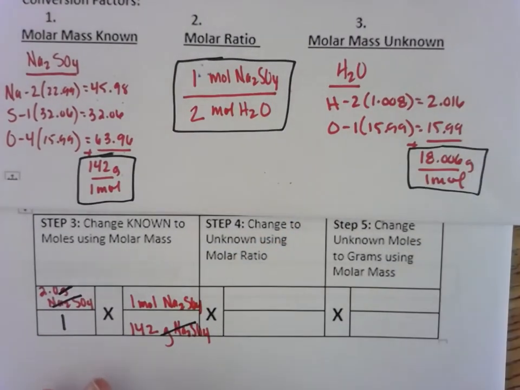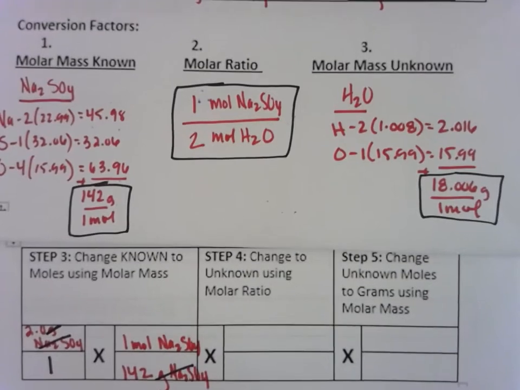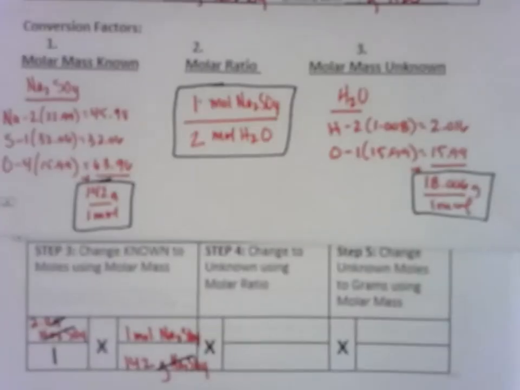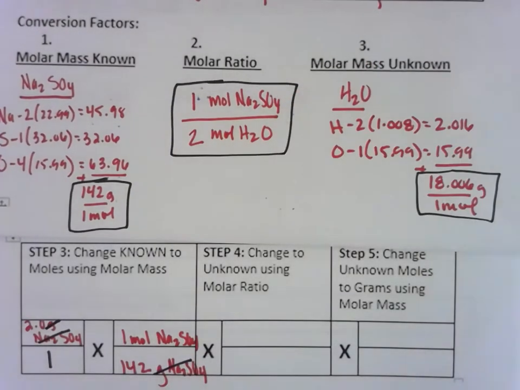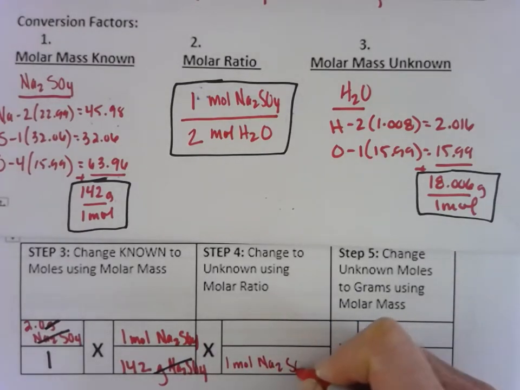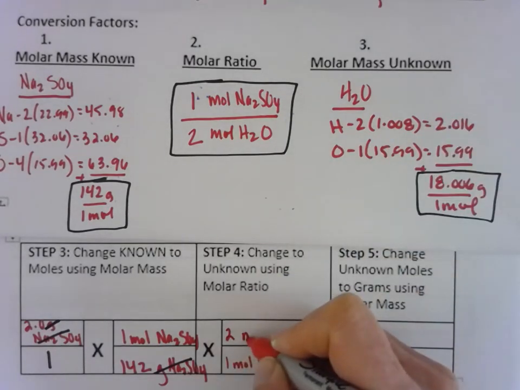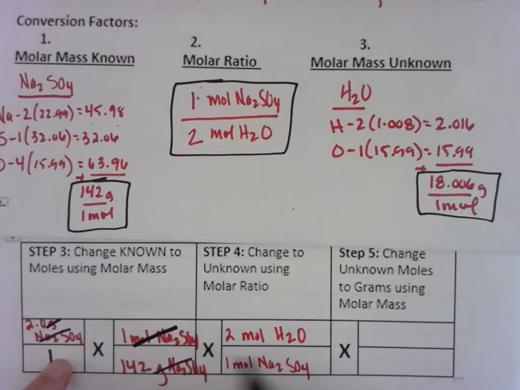Right. Next thing that I'm going to do, I'm going to use the molar ratio to change into the unknown. This is the molar ratio. If I look here, it says 1 mole Na2SO4. So I'm going to put my mole Na2SO4 on the bottom, and there's 1 of them. And I'm going to put the 2 moles H2O on the top. Okay. I'm going to cancel out my like terms. And now I'm in moles of H2O.